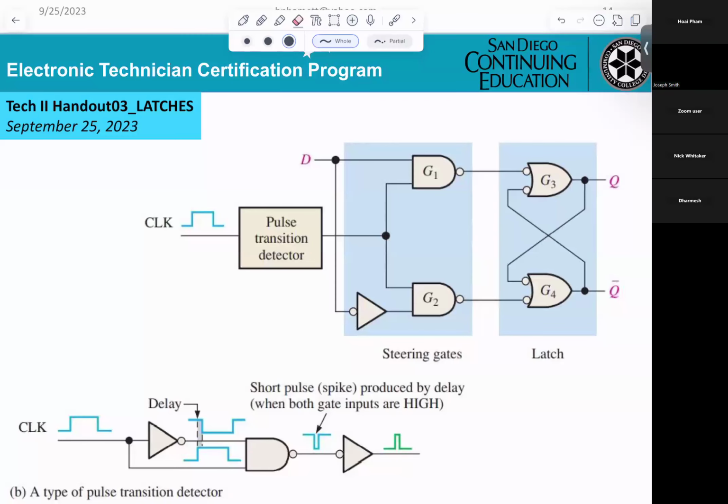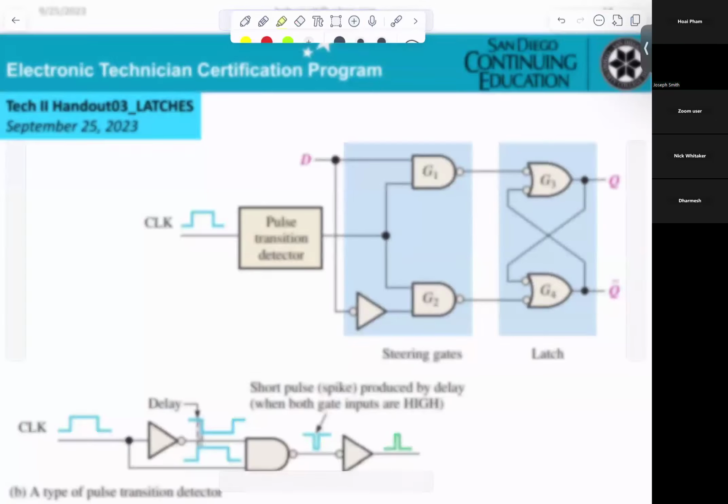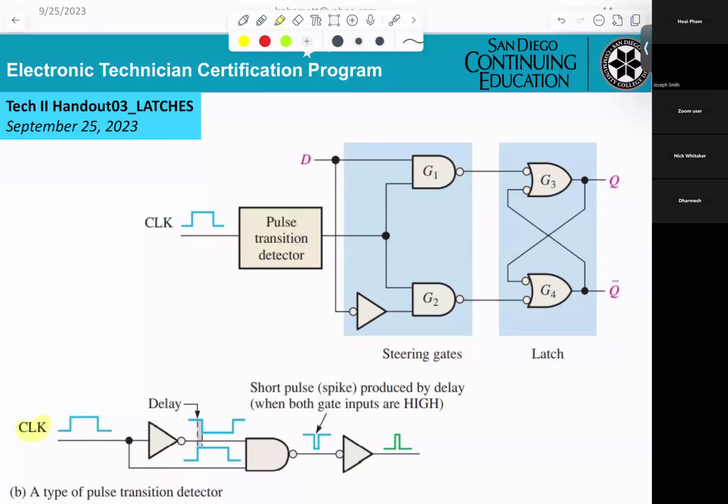Basically, when you connect the clock to the inverter, the clock goes high to low, then the inverter output will be the opposite: low to high, then high to low.